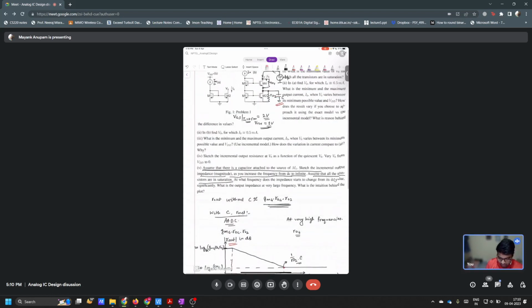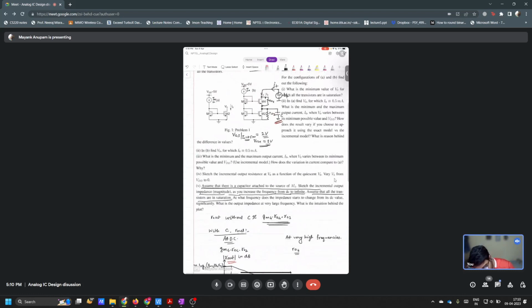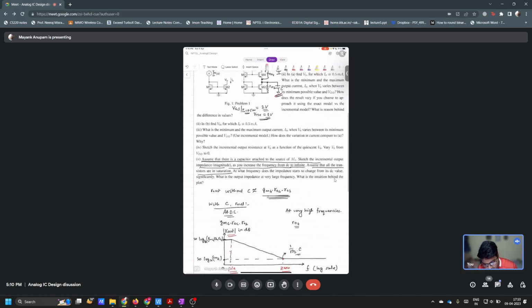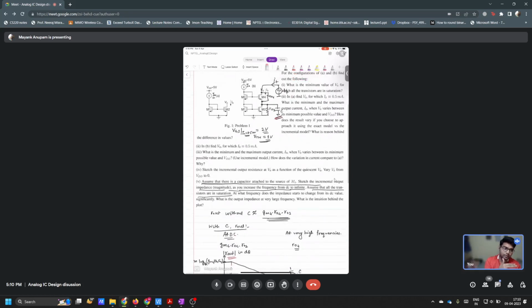So you can clearly see, if you put a capacitor here, you cannot guarantee very high impedance at very high frequencies. The impedance starts to decrease. So that is why this capacitor here is of concern. If it is a cascode, you always require a very high impedance at the output, irrespective of frequency. But because of this capacitor here, you cannot have that at different frequencies.